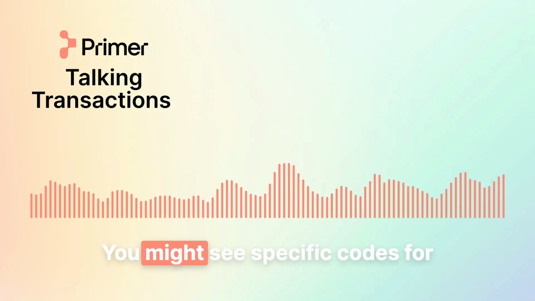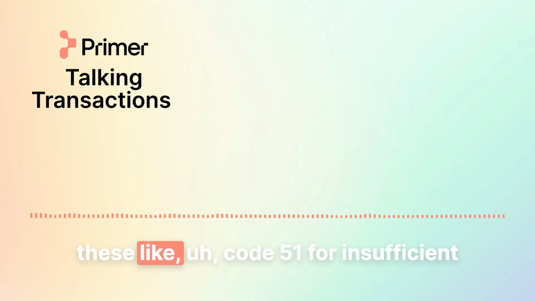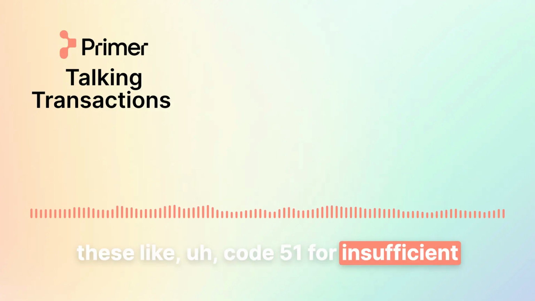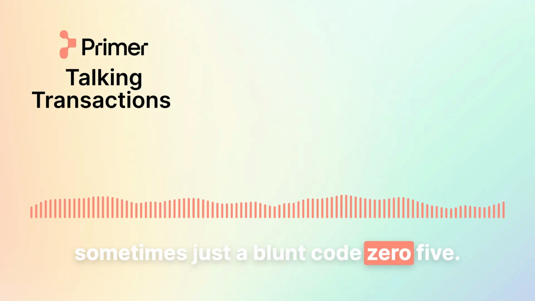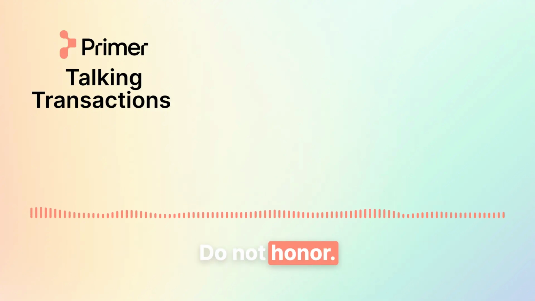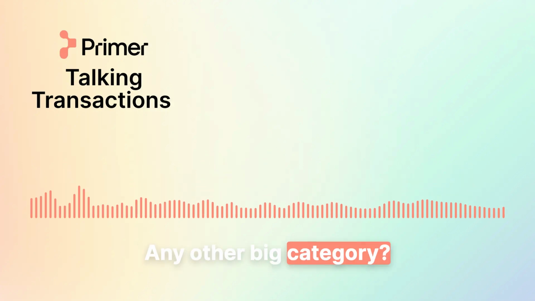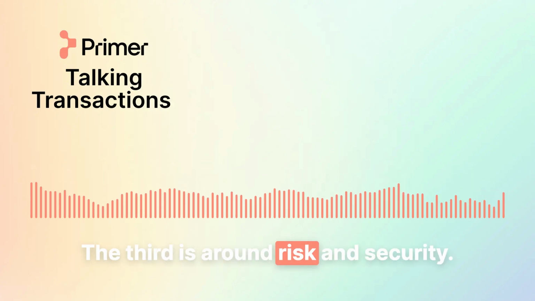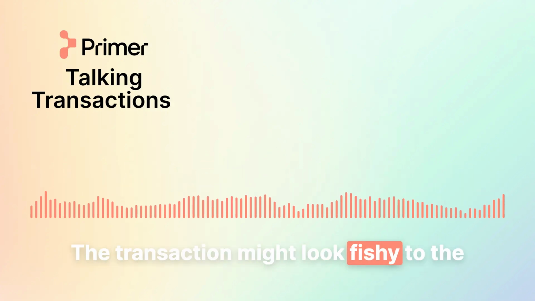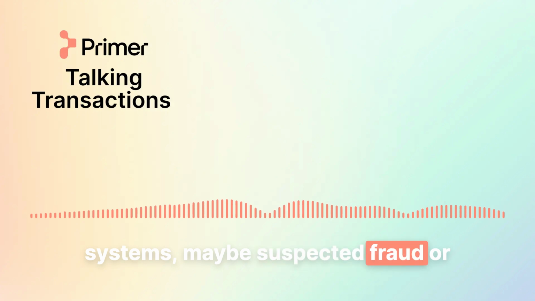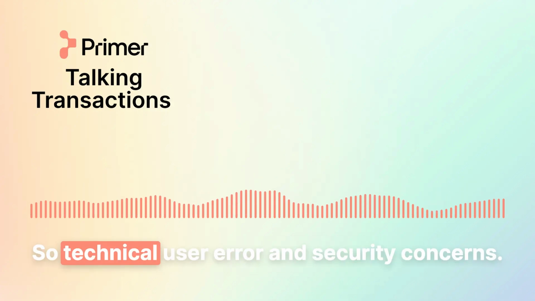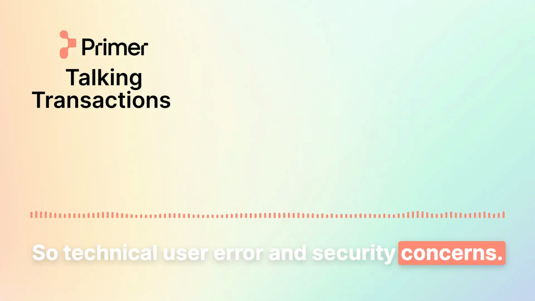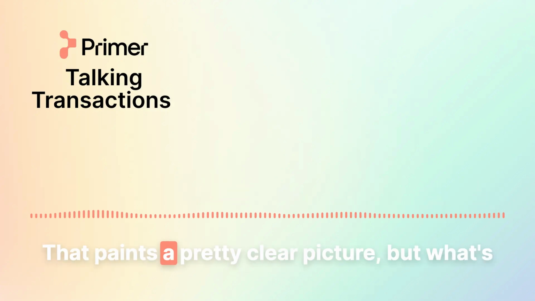Right. You might see specific codes for these, like code 51 for insufficient funds, code 54 if the card's expired, or sometimes just a blunt code 05, do not honor. Do not honor. Ouch. Okay. Any other big category? Yep. The third is around risk and security. The transaction might look fishy to the systems, maybe suspected fraud. Or the card's just been blocked. Exactly. So technical, user error, and security concerns. Got it. That paints a pretty clear picture.